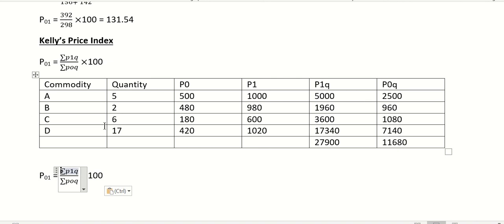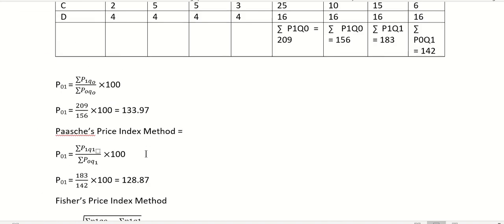So P1Q is 27900, and P0Q is 11680, and we just solve it. So the answer we have obtained here is 238.87, right? So we are done with all the types under this head.